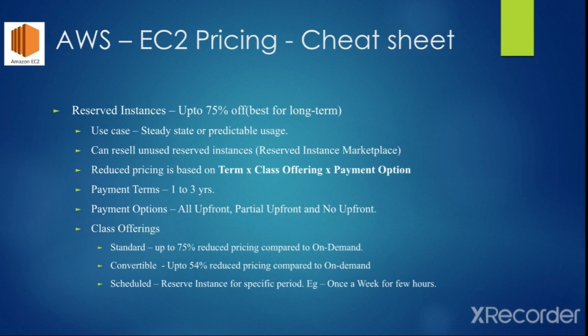And the reduced pricing is based on the term, class, offering, and the payment option. The payment terms come from 1 year to 3 years. And the payment options are all upfront, partial upfront, or no upfront. And reserved instances offer classes as well: standard, convertible, scheduled. Standard is actually a 75% reduced pricing compared to on-demand, whereas convertible is a 54% reduced pricing compared to on-demand, whereas scheduled is a reserved instance for a specific period.